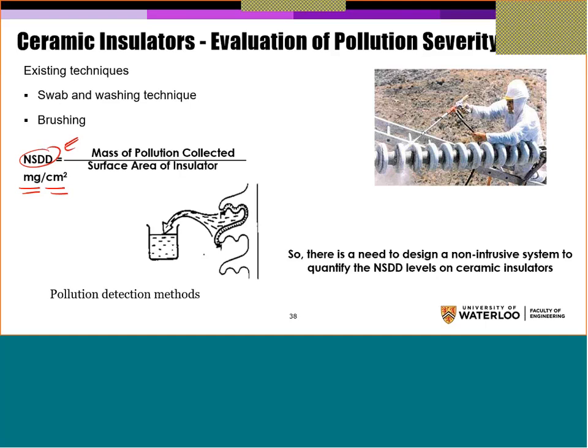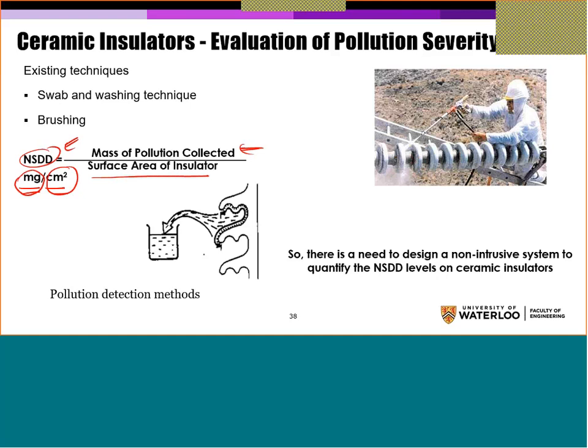So basically, after you clean the insulators with water, you collect all the dust, dry it out, weigh it, and divide by the surface area of the insulators. This surface area is given; it is known to us. So it is represented as milligram per centimeter square. The more we have of this, the worse the environmental condition, and the more precautions we have to take.